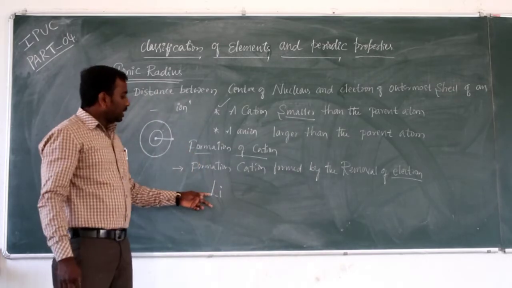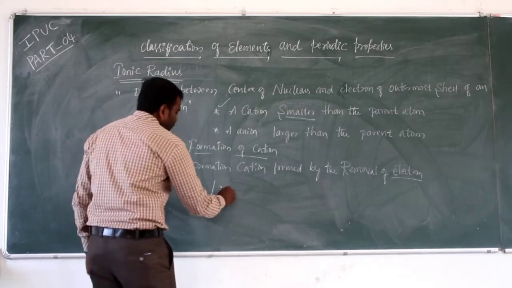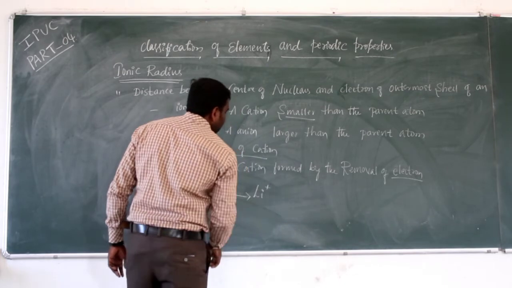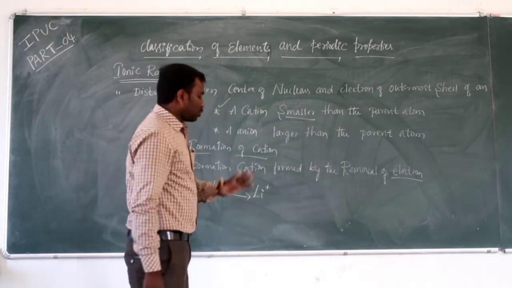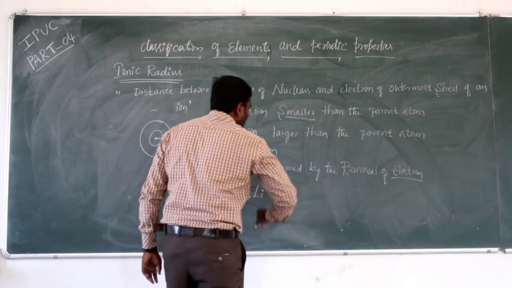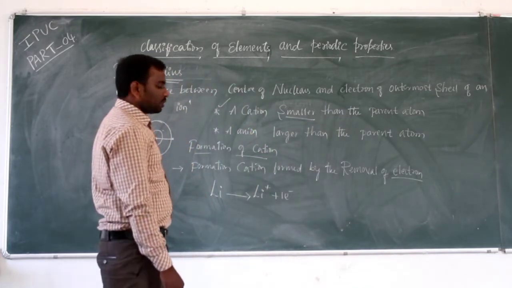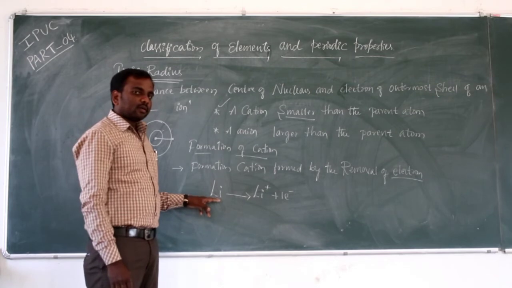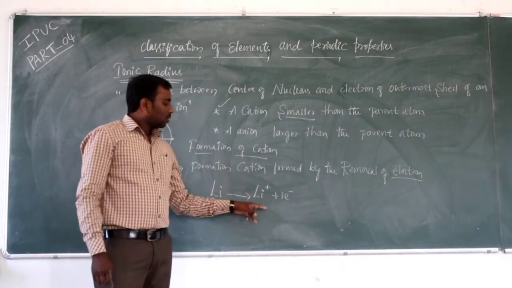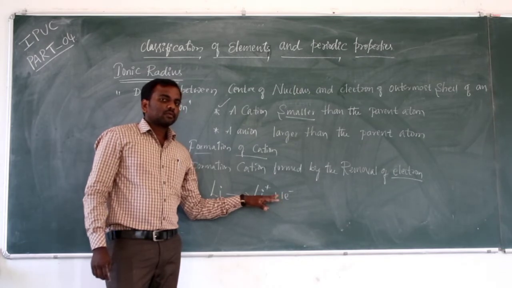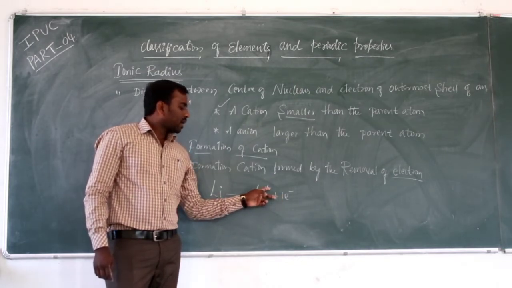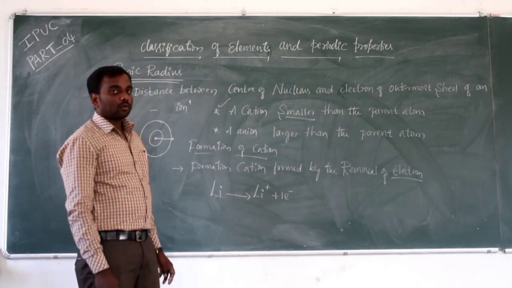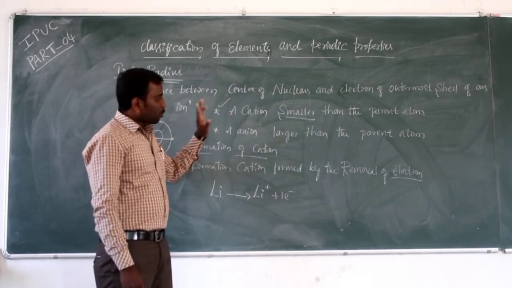See, for example, Li means lithium, right? This lithium donates 1 electron. That's why this lithium carries positive charge, plus 1. Is it clear? Lithium contains 3 protons and 3 electrons, right? Here 1 electron is removed. See what happens? This lithium carries positive charge, plus 1, right?